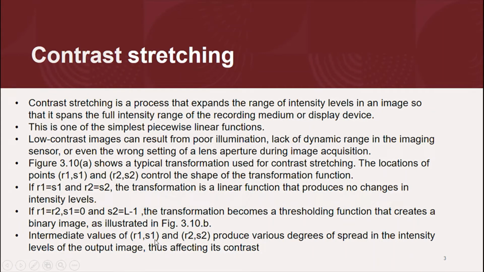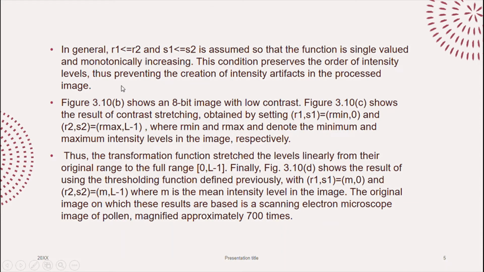Intermediate values of (r1, s1) and (r2, s2) produce various degrees of spread in the intensity levels of the output image, thus affecting its contrast. In general, it is assumed that r1 is less than or equal to r2 and s1 is less than or equal to s2, so that the function is single valued and monotonically increasing. We require this condition because it preserves the order of intensity levels, thus preventing the creation of intensity artifacts in the processed image.